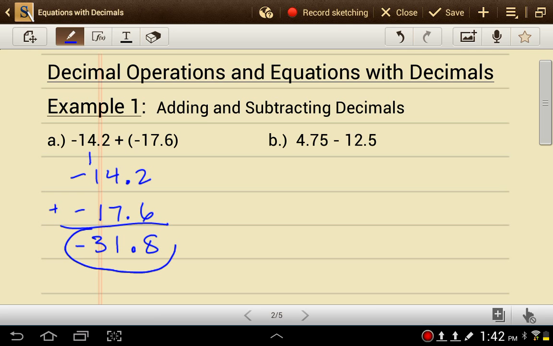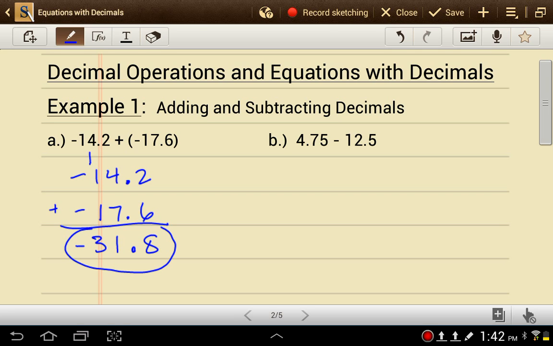Remember when you're adding integers, that two negatives continue to be negatives. That's a multiplication where they become positive. So your answer is negative 31.8. I lined up my decimal point. Place values lined up. I had my tenths over tenths, ones over ones, and tens over tens.